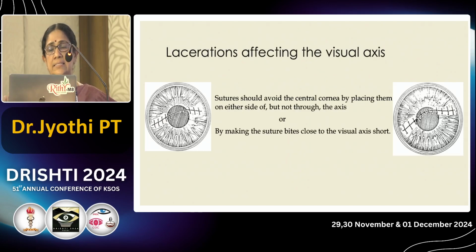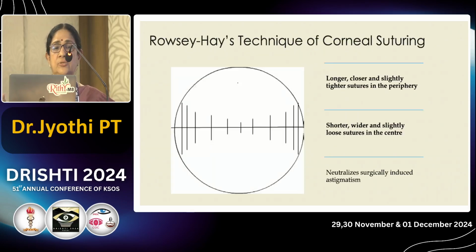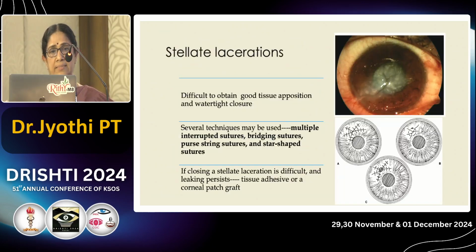When the laceration is affecting the visual axis, you should either avoid the central cornea by placing sutures on either side but not through the axis, or make the suture bites close to the visual axis shorter. So this is the Rose-Hayes technique of corneal suturing, where you put longer, closer and slightly tighter sutures in the periphery and shorter, wider and looser sutures in the center, which will neutralize the surgically induced astigmatism.